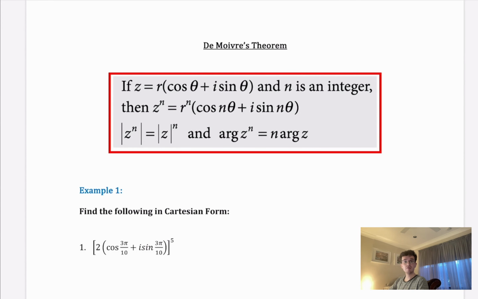Today we're going to look at De Moivre's theorem. De Moivre's theorem is a special theorem that relates to what we've just learnt in the last video on mod arg form, and it allows us to very quickly raise a complex number to a high power.